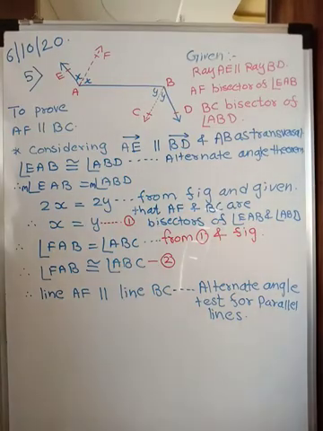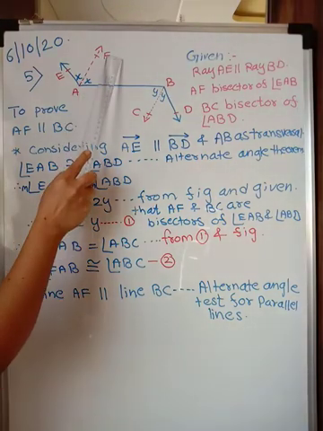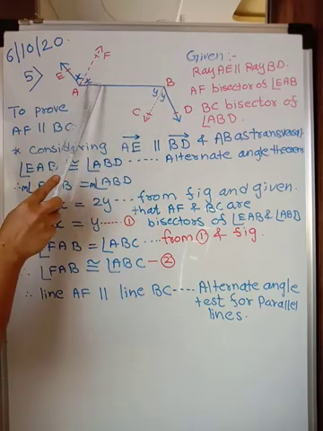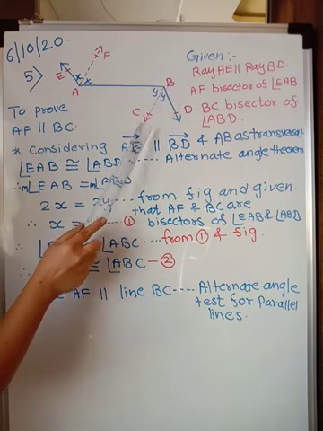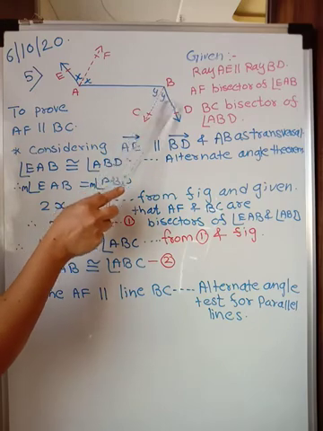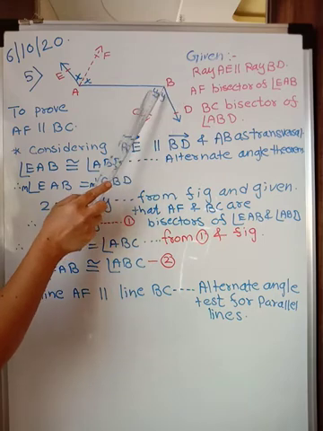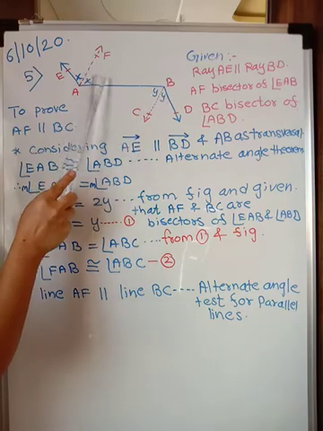Let's go for the fifth problem. It's very easy, students. Just see the diagram. It's given that AF is the bisector of angle EAB. That means these two angles are the same, so let us take these two angles as x and x. Similarly, BC is the bisector of angle ABD. Bisector means it is dividing this angle into two equal parts, and therefore two equal angles. Let these two be y and y.